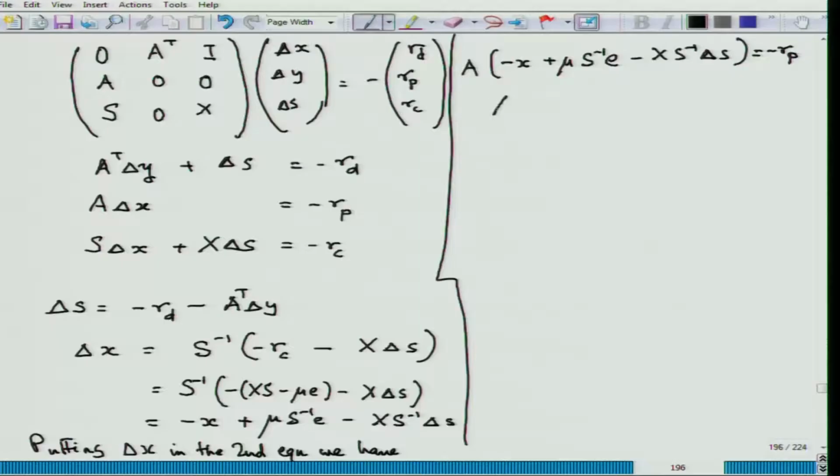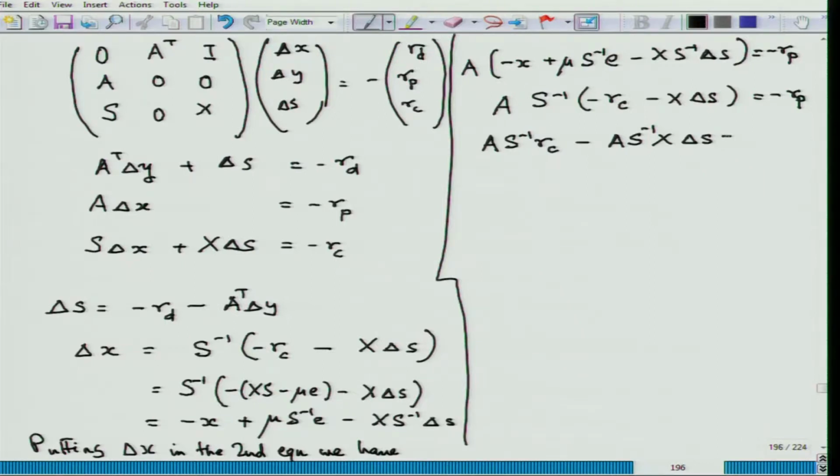So, x here means x k. Instead of writing this, you can also write the second equation as A S inverse R C minus x delta S is equal to minus R P. So, you will have A S inverse R C minus A S inverse x delta S is equal to minus R P.